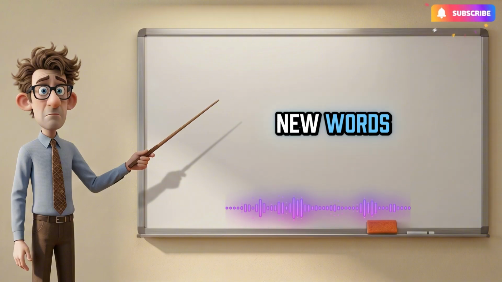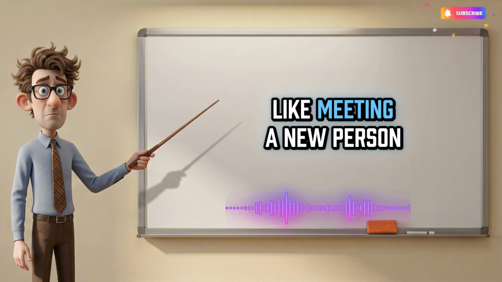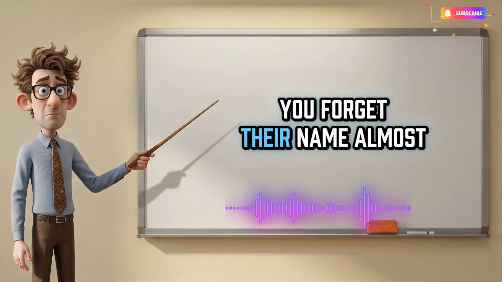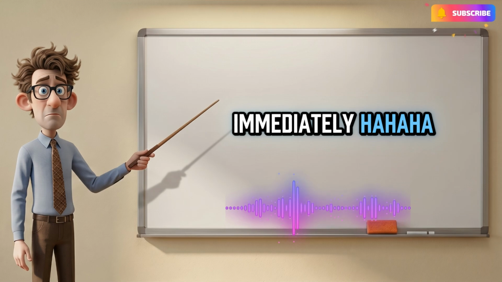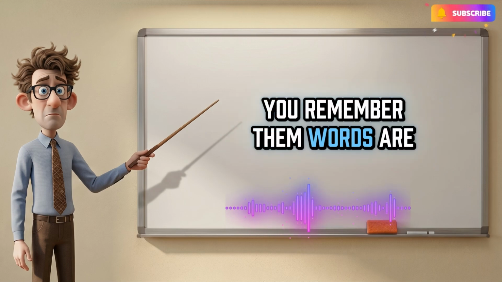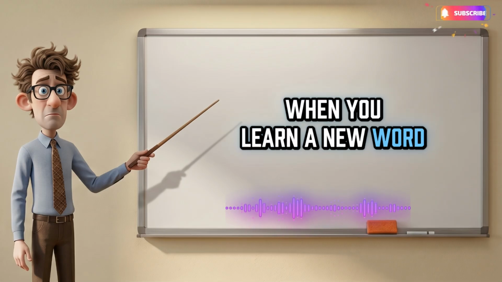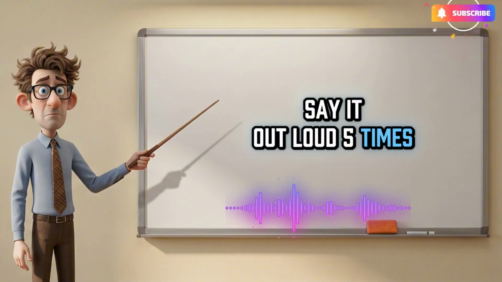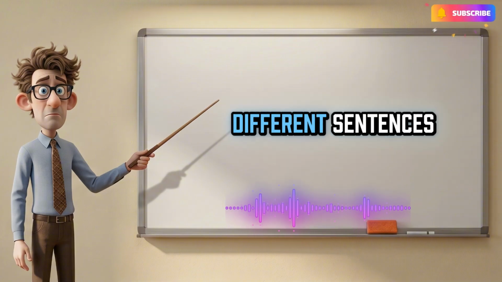Tip number 7. Repeat and use new words. Learning a new word is like meeting a new person. If you meet someone once and never see them again, you forget their name almost immediately. But if you see them again and again, you remember them. Words are the same. When you learn a new word, do not just read it once and move on. Say it out loud 5 times, then use it in 3 different sentences.